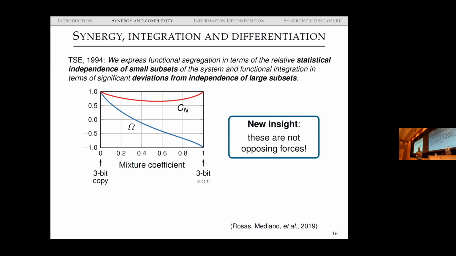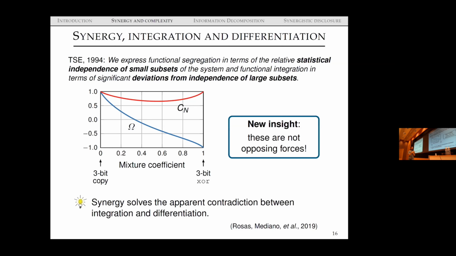So the insight we get by studying this synergy and going back to the basics in multivariate statistics is that integration and segregation, or this statistical independence of small subsets and deviations from independence in large subsets, are not opposing forces. And synergy solves this apparent contradiction between integration and differentiation.